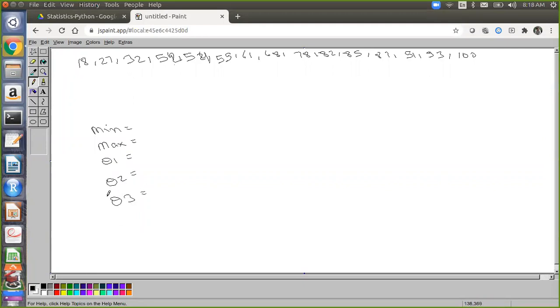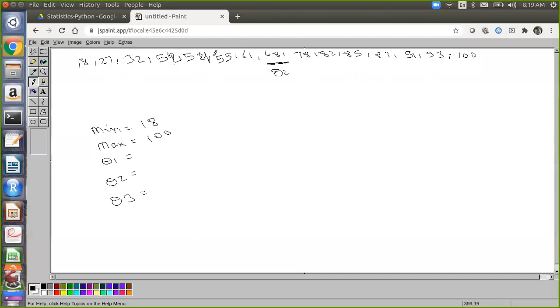Now what is the minimum value in this data set? 18. And what is the maximum value? 100. What is the 25th percentile value? 52. Okay, so here is a simple trick I am telling you. When you want to find Q1, Q2, Q3, first you identify the center. So the center is 68. So this is Q2.